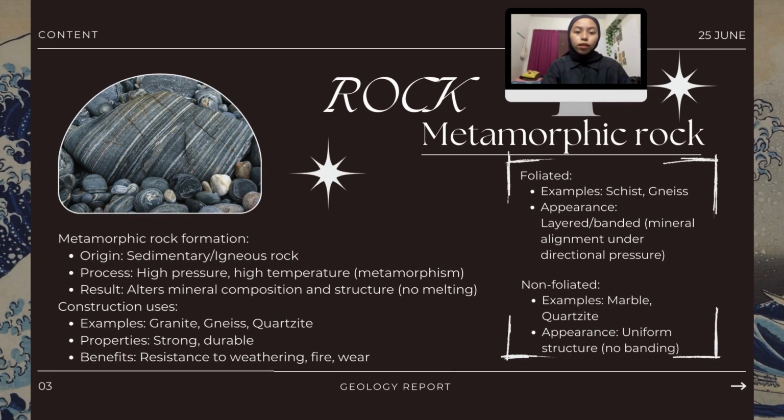Metamorphic rock forms when sedimentary or igneous rock transforms under high pressure and temperature. This process, known as metamorphism, alters the mineral composition and structure of the rock without melting it. Metamorphic rocks are classified into two main categories. First, foliated metamorphic rock, like schist and gneiss, has a layered or banded appearance due to mineral alignment under directional pressure. Non-foliated metamorphic rock, such as marble and quartzite, lacks this banded texture and has a more uniform structure.